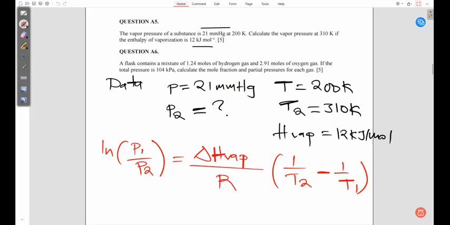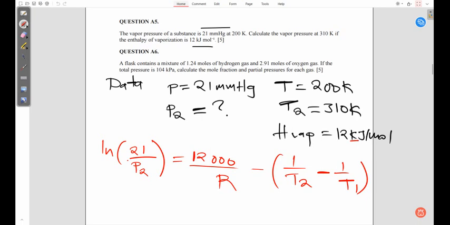So P1 over P2, our P1 is 21. I'm sure we still want to work with the units we've been given. So 21 over P2, which is what we don't know and are trying to find. For our enthalpy of vaporization, the kilo represents 1,000, so just put 12,000. That will be in joules per mole.